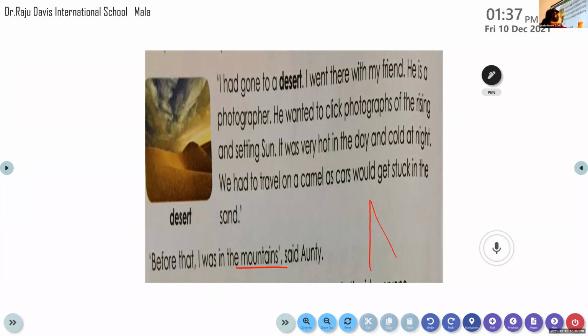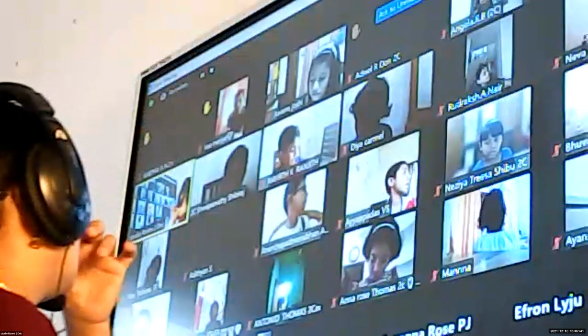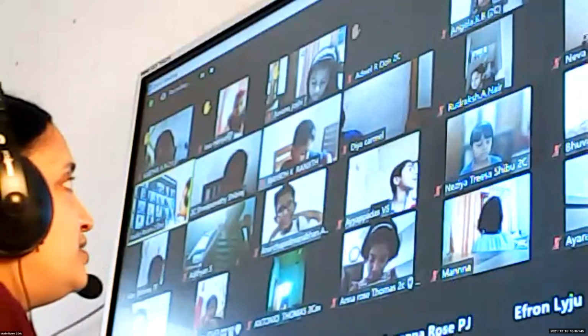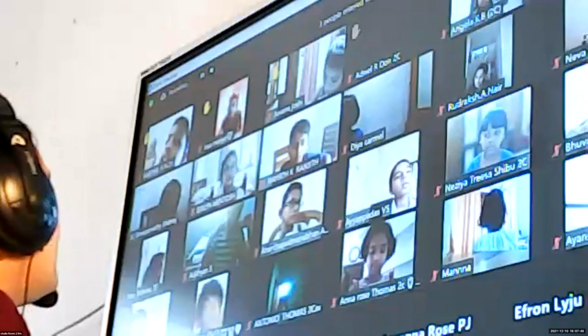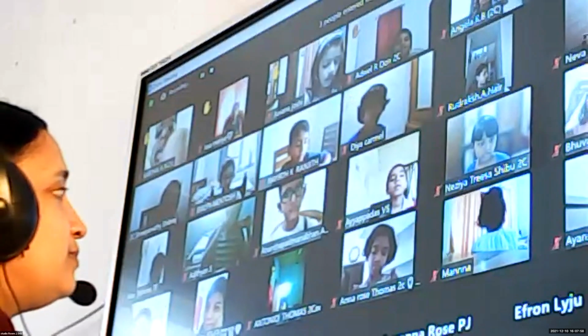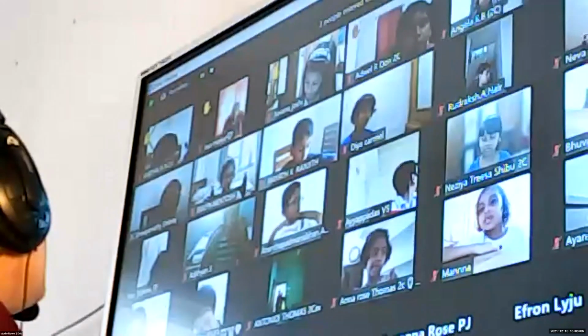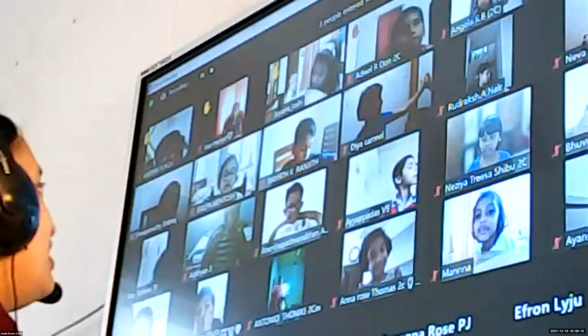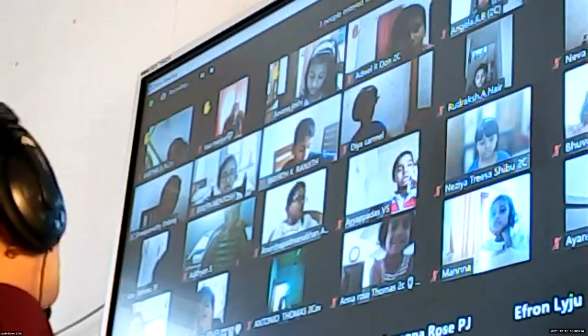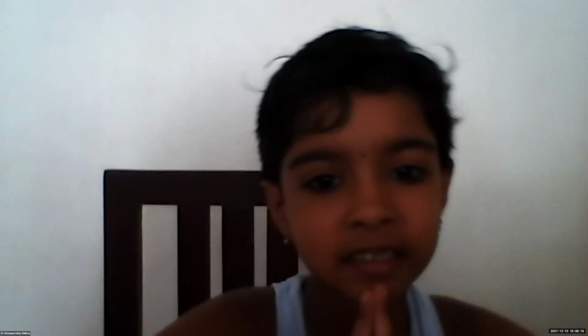Okay, I agree to that. But mountains are raised parts of the ground, right? Yes. Raised parts of the ground are called mountains. And a small mountain is called a hill. And what is the difference between a desert and a mountain? The desert is full of sand. Okay. And on the mountains, what all do we get to see? Plants and trees. And we get to see some animals also living on the mountains. Birds and animals as well. Yes. All right.